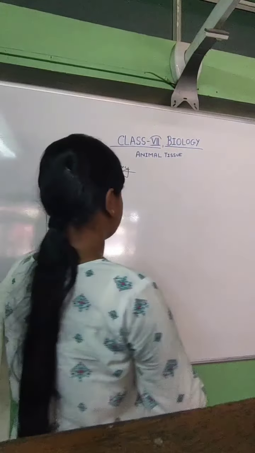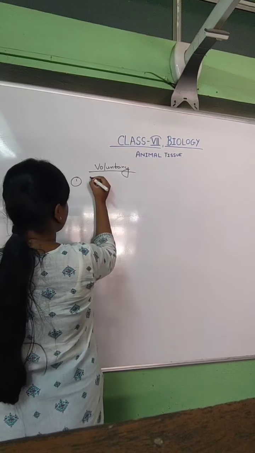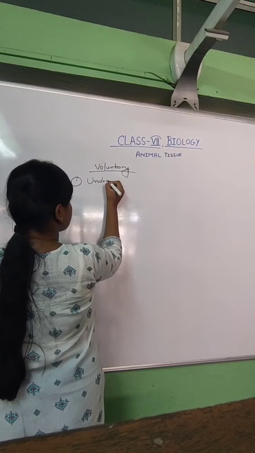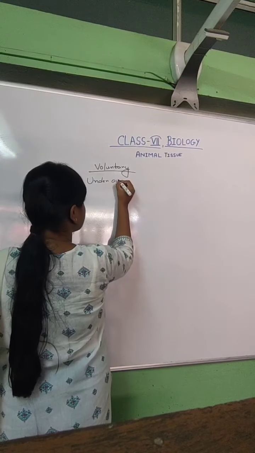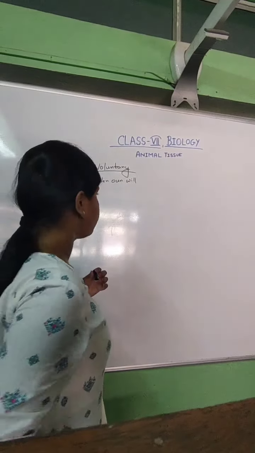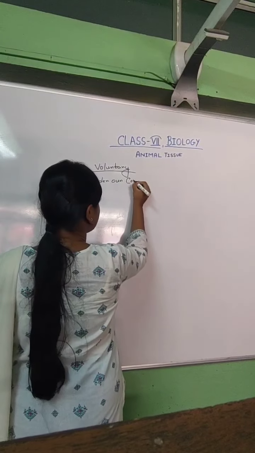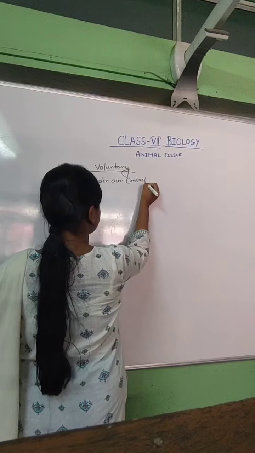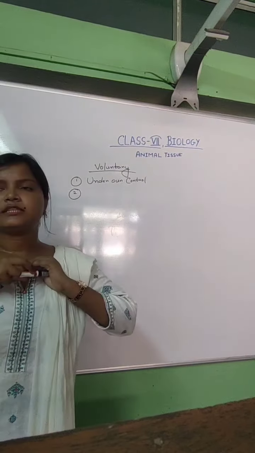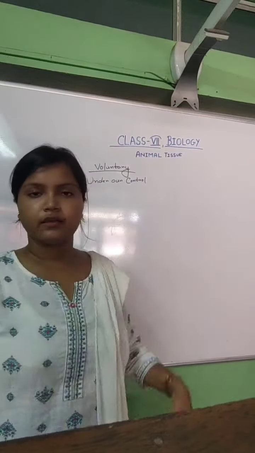We can control that. Okay, so the first point will be: works under our will, or under our control. This is the first point, the first property we can say. Okay. The second property would be where can we find that? We will do that in the last part.